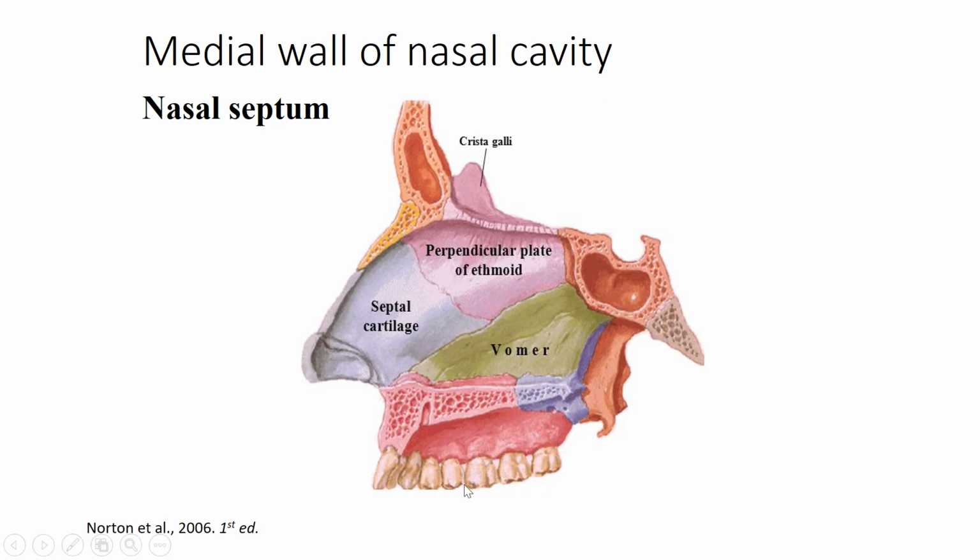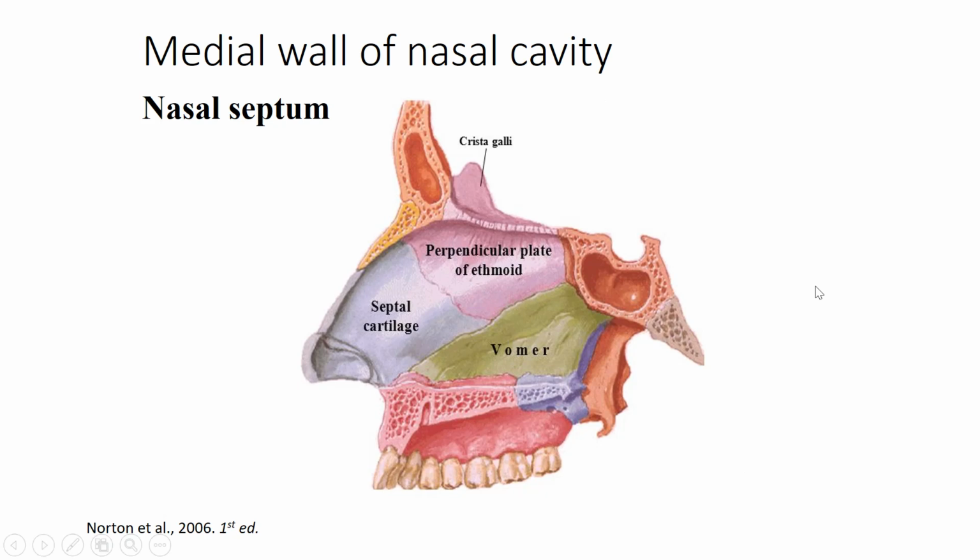Now, this is the way the medial wall of the nasal cavity looks. So it's absolutely different to the lateral wall. How can we differentiate the medial wall from the lateral wall? The medial wall is like this. It's very plain, boring, whereas the lateral wall has those turbinate conchae, so they are absolutely different.